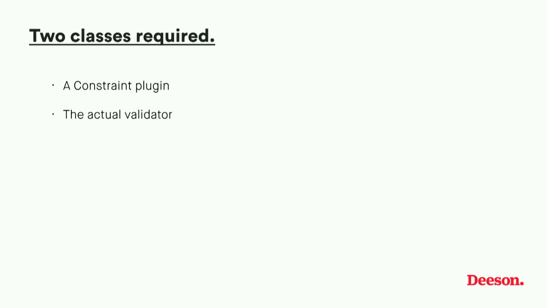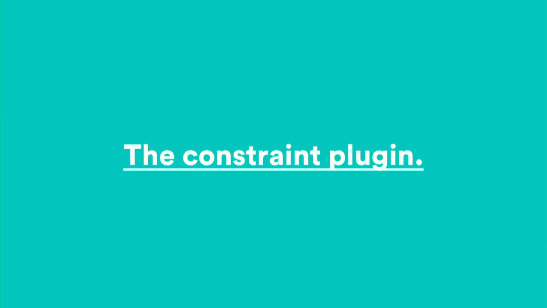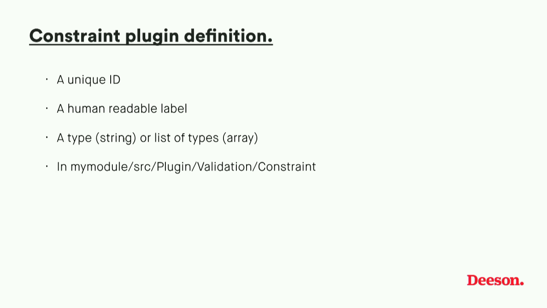So how do you define your own validation? It actually needs two classes, but it's not that hard. So one of them is a constraint plugin. And this is why I asked you about the plugin system. So it's basically quite easy to define. You just need these guys, like a unique ID. Every plugin needs it. You need a human readable label, not necessarily, but I prefer it if people add that, because then you have an easy way of telling what it is.